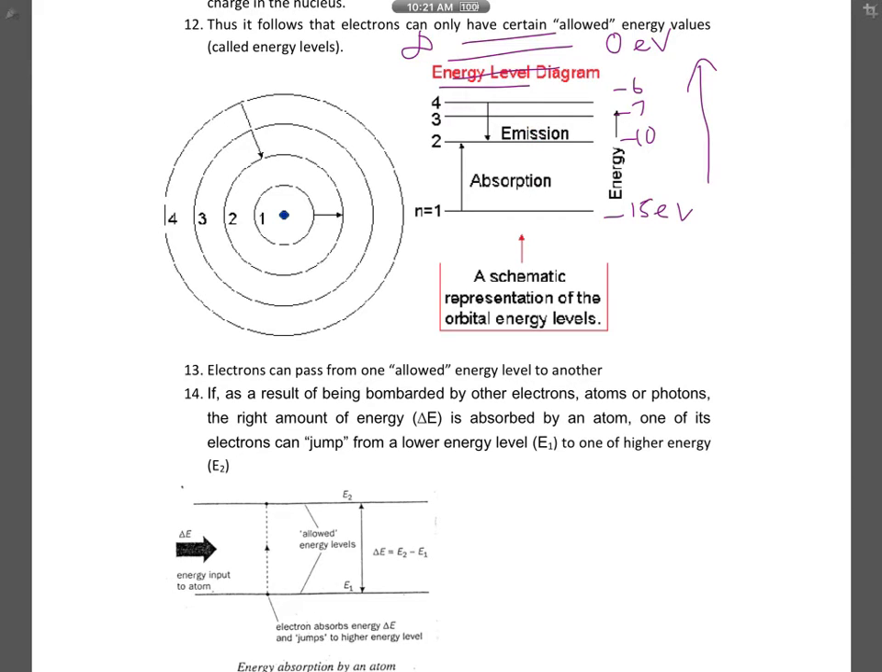Then some people ask me, what if it receives halfway or not enough, let's say 4 electron volts. Can 4 electron volts make it jump or not? It will not jump. It will not even move up. Which explains why, for example, if you give it photons that carry energy of 4 electron volts, the electrons will refuse to accept it.